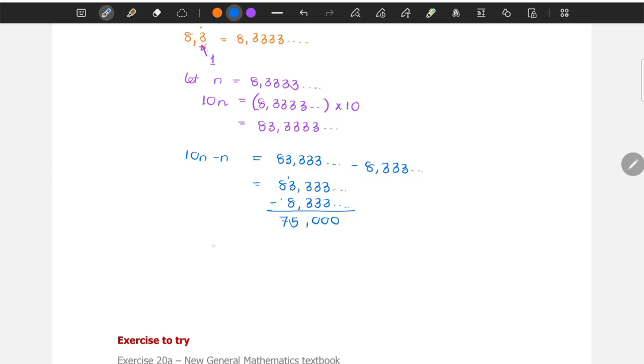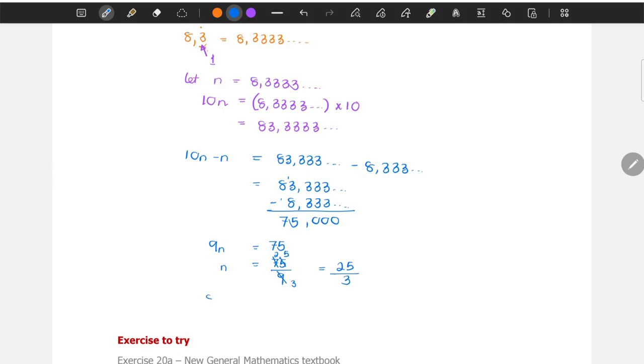10n minus n, that's going to be 9n is equal to 75. So n is equal to 75 over 9. But 3 is a common factor in both 75 and 9. So 3 into 9, that's 3. 3 into 75, that's 25. So n is equal to 25 over 3.